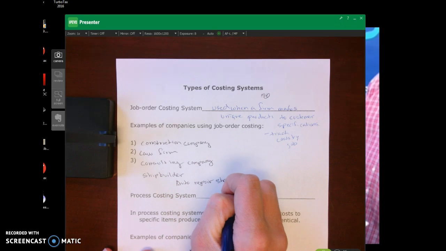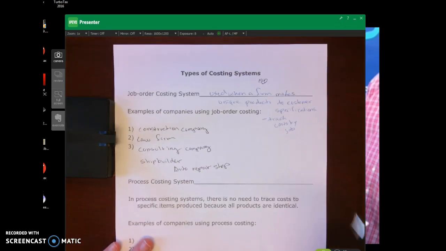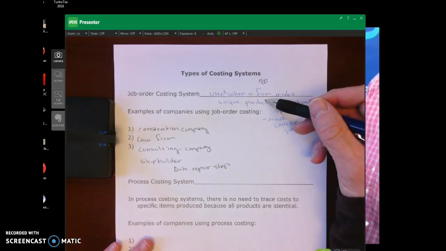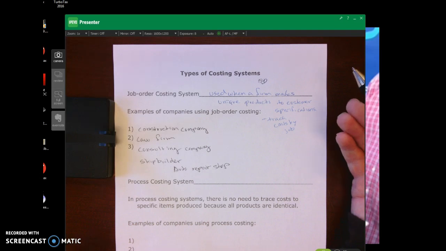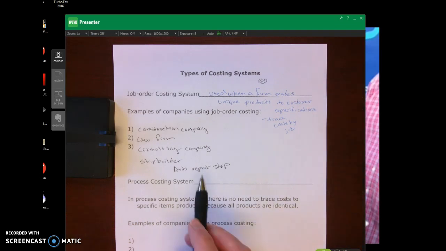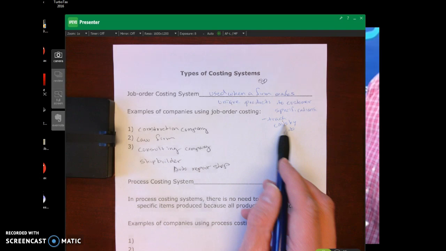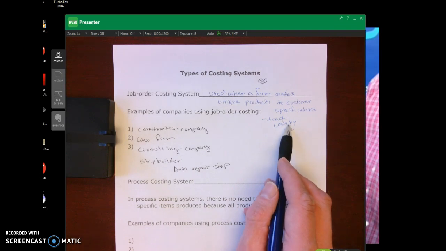Okay. So when you go in to get your car fixed, right? What do they do? They show you the bill for the car and they say, well, here's the parts, here's the labor. They don't show you the overhead because what they do is they typically mark up the labor to cover their overhead. But they're tracking the cost by fixing your car. Your car is the job.